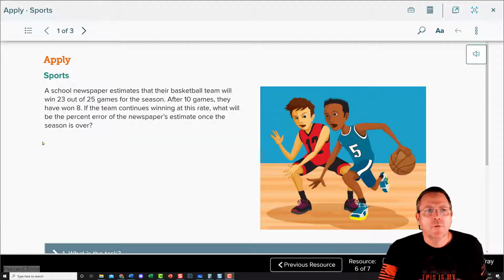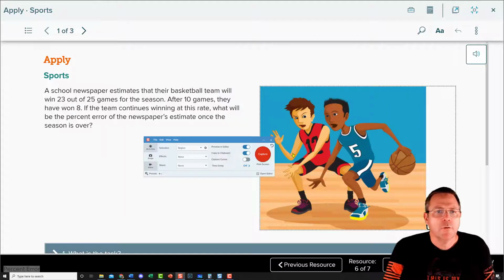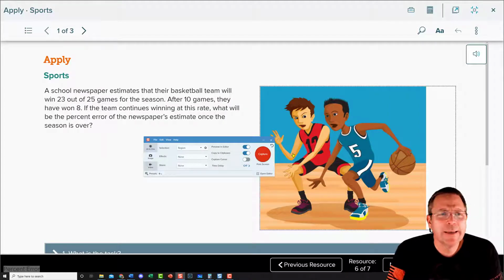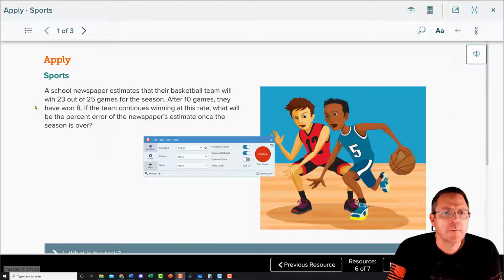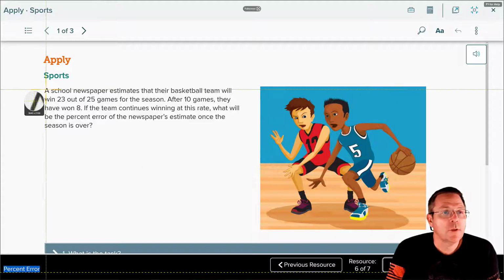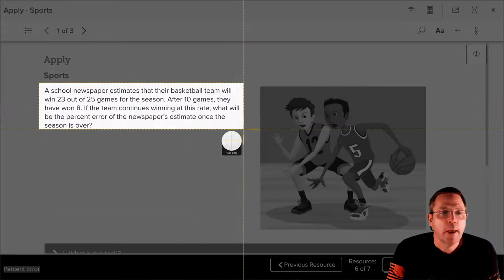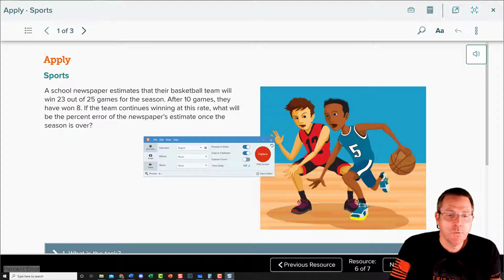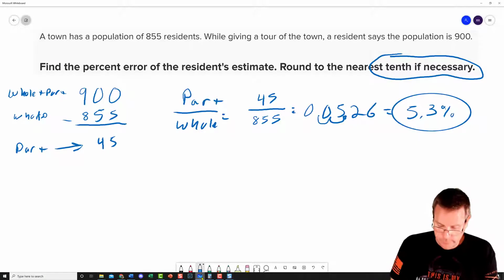Now, as with most of our apply problems, this one here is looking pretty tough, so I'm going to guide you through it. A school newspaper estimates that their basketball team will win 23 out of 25 games this season. After 10 games, they have won 8. If the team continues winning at this rate, what will be the percent error in the newspaper's estimates once the season's over? So let me take a screenshot of the problem, and we're going to go over to another page and work on this one together.